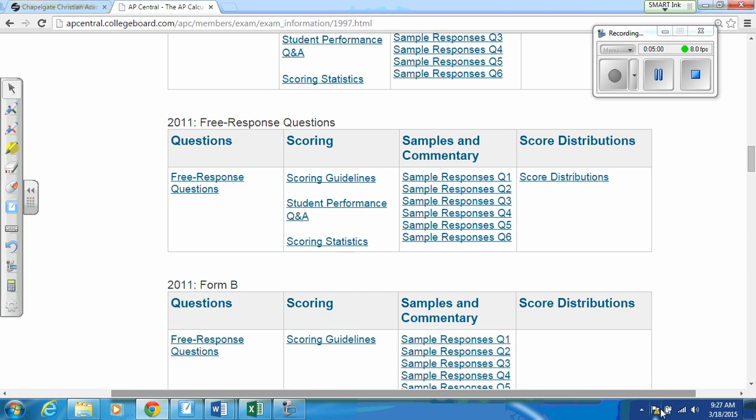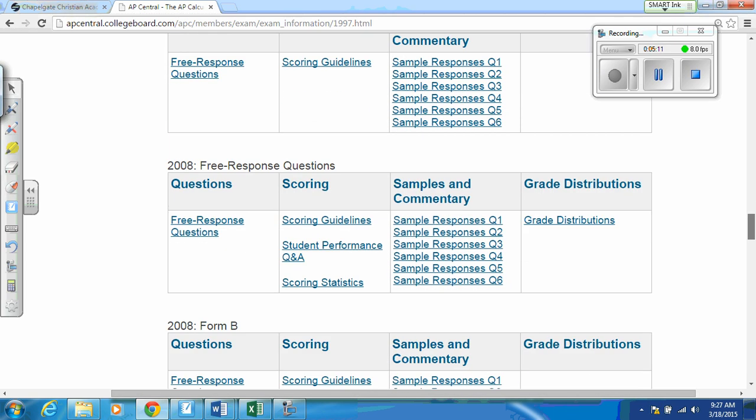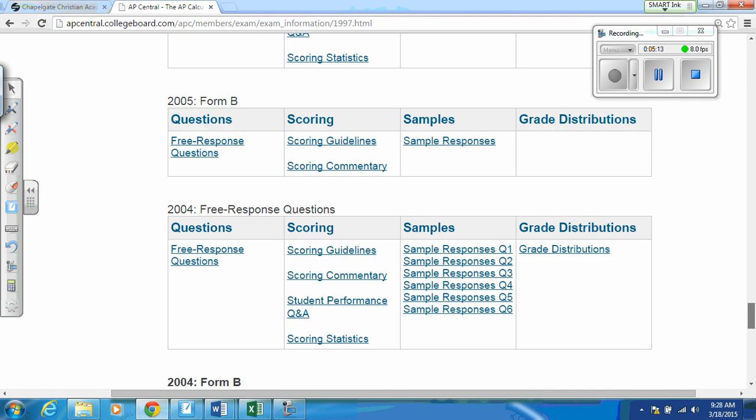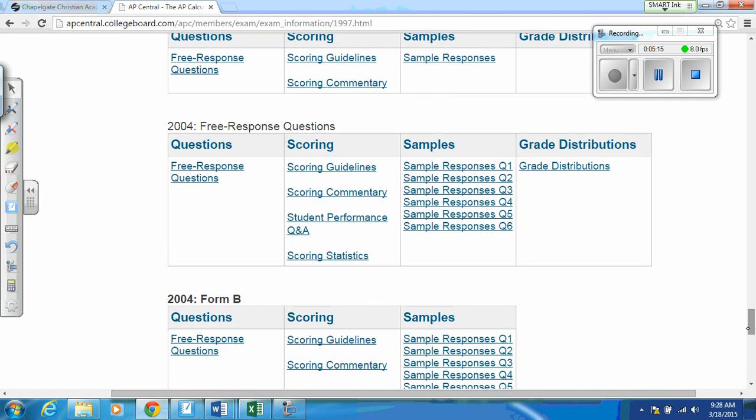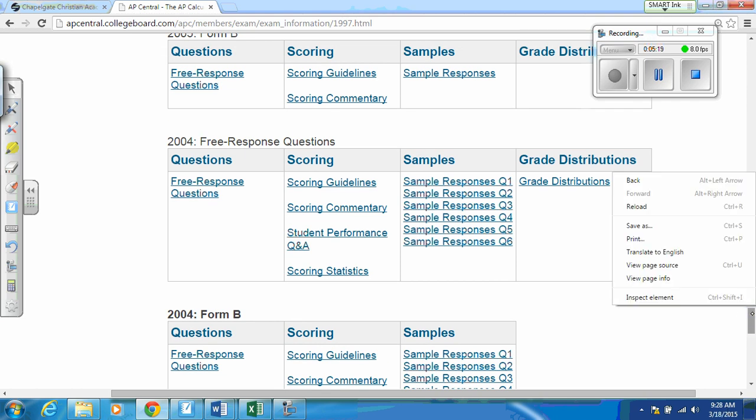For the exam overall, but it might break it down into multiple choice and free response. So here's how you use this. Tonight you're assigned to do, I think it's 2004 number 2. So you would scroll down until you get to 2004 number 2. There it is. Be aware that between 2003 and 2012, there's an A and a B.